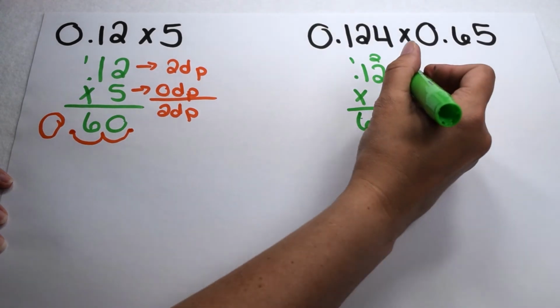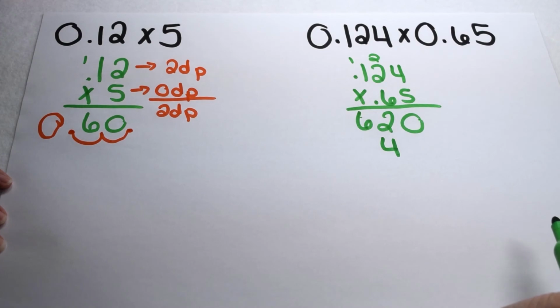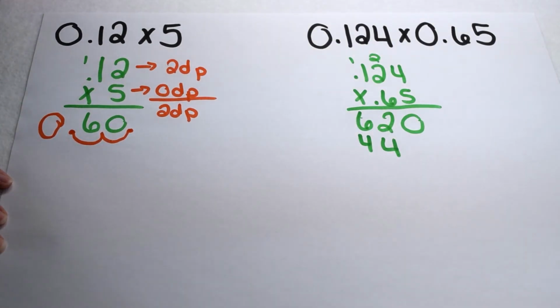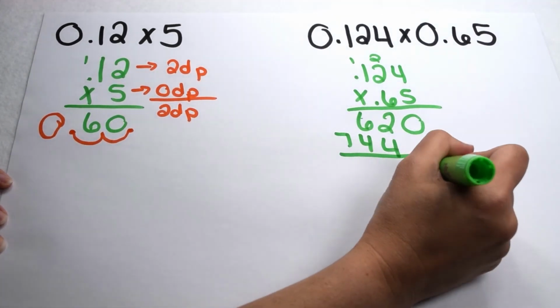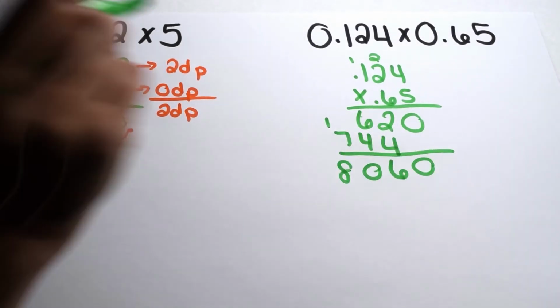Now to multiply my next row, 4 times 6 is 24. 6 times 2 is 12 plus my carried 2 is 14. 6 times 1 is 6 plus my carried 1 is 7. So now we can add our values together. Here we have 0, 6, 10, and then 8. Well, we know our total isn't going to come out to be 8,060, so we need to place our decimal point.